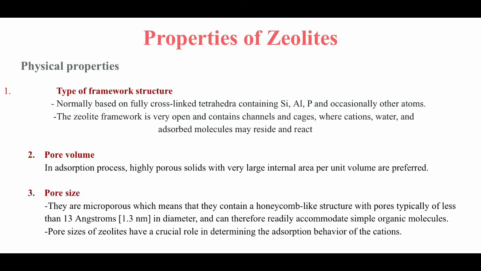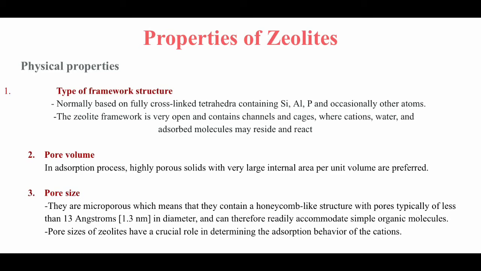I'm going to present the properties of zeolites. Okay, the physical properties of zeolite. First is the type of framework structure. It is normally based on fully cross-linked tetrahedra containing silicon, aluminium, phosphorus, and occasionally other atoms.